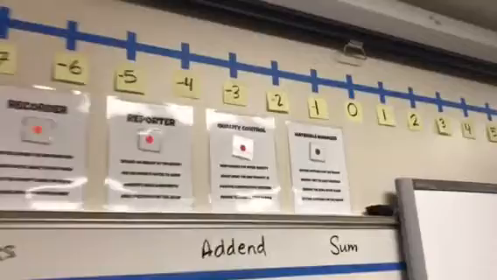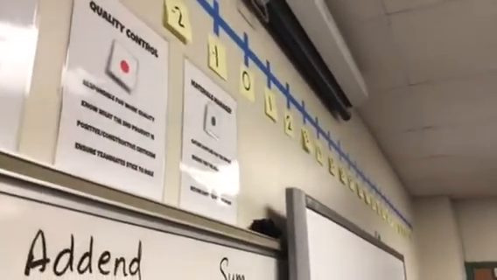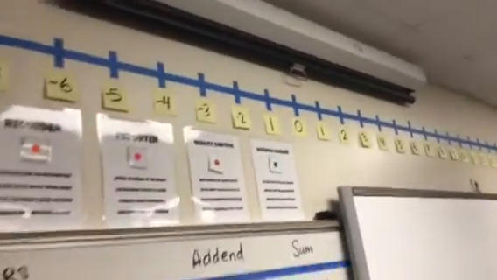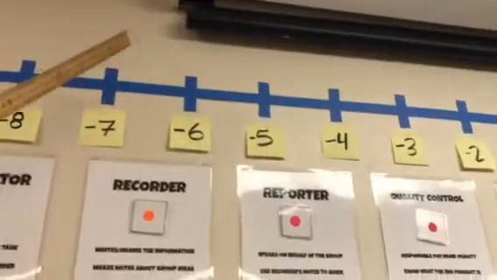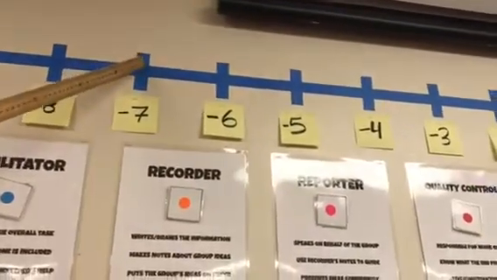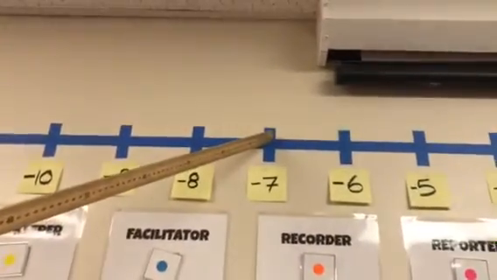Let's go over here and look at our class number line. And we had, I believe, negative 7. Let me look at it again. We had negative 7 plus negative 7. So here we go. Here's our number line. Here is negative 7. And we're going to add negative 7 to this.